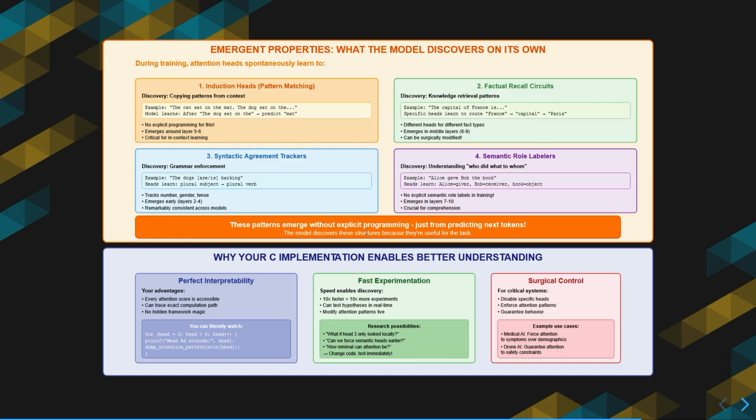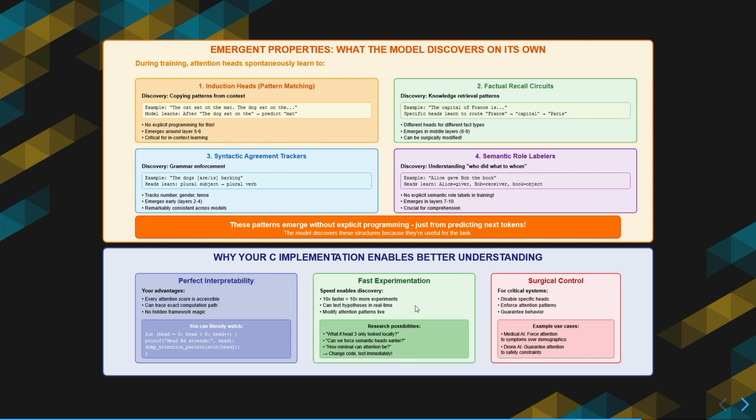And all of this is emergent. And why does my C implementation enable better understanding? First and foremost, when you write from the ground up, you truly understand what's happening. And then I can start putting all of these attention patterns and visualize all of these things and do things like mechanistic interpretability and all that cool stuff.